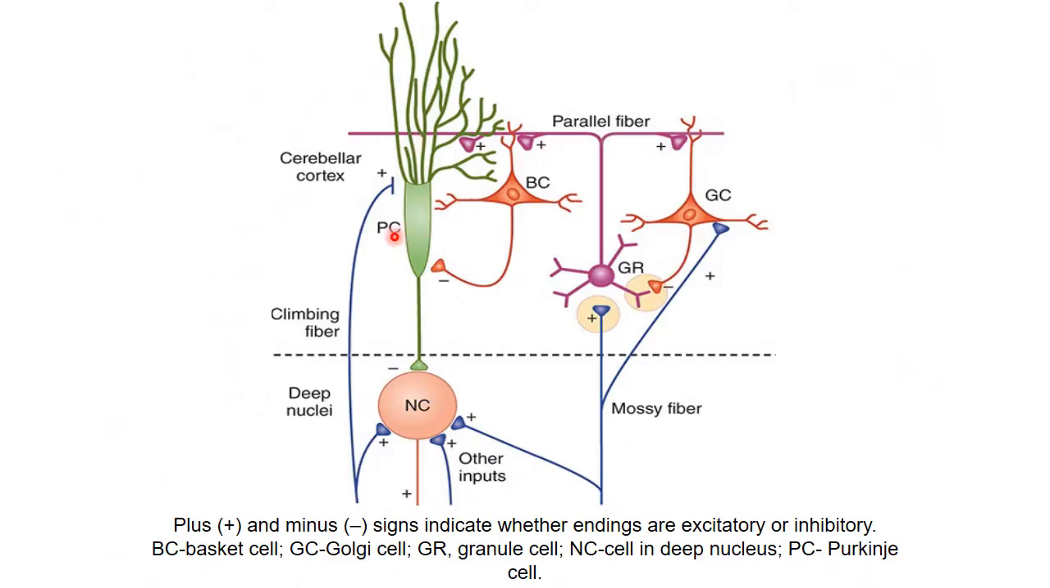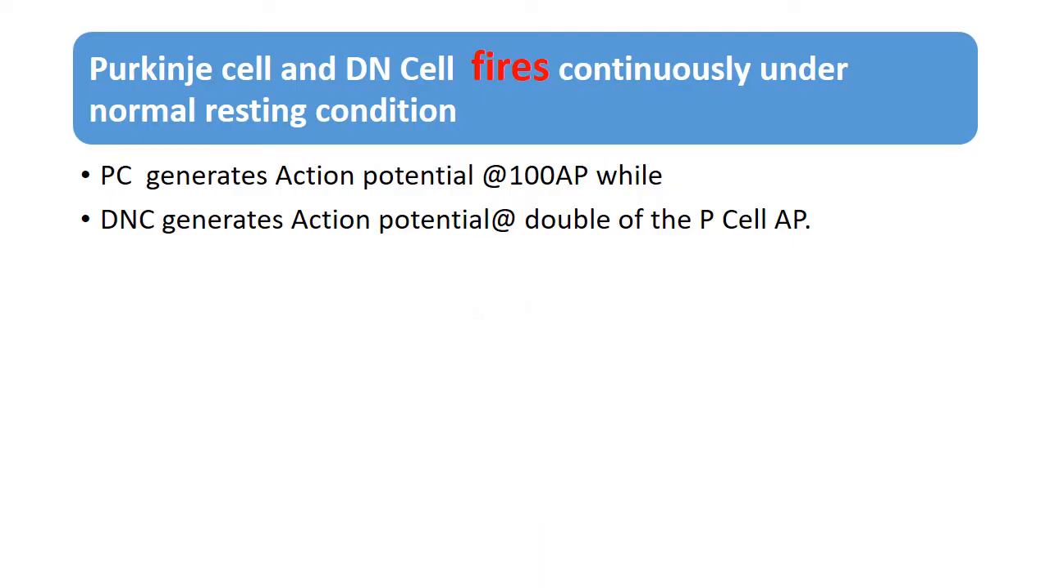You will find that the Purkinje cell fires action potentials at the rate of 100 action potentials. When it generates at the rate of 100, then the nucleus cells generate double that of the Purkinje cells. So if it is 100, then they generate 200.